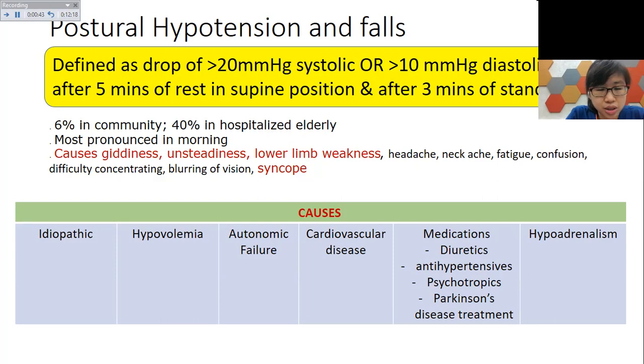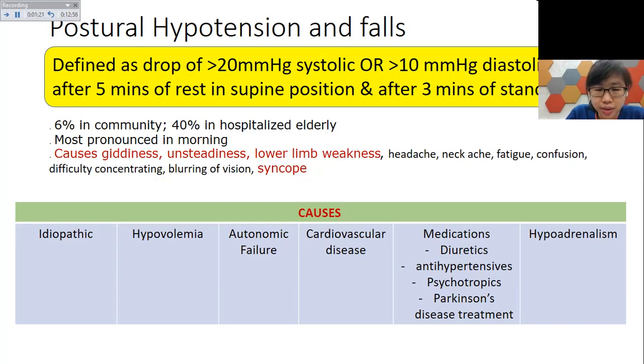Most of the time, it's more pronounced in the mornings, where the patients are more dry. It causes significant symptoms ranging from dizziness, a woozy kind of sensation. Sometimes patients will say "tau pong pong" in dialect, breathlessness, chest pain from myocardial hypoperfusion, headache, fatigue, confusion, difficulty concentrating, and blurring of vision. At times, they will have this coat hanger headaches that present with neck pain due to hypoperfusion of the trapezius and the shoulder girdle muscles.